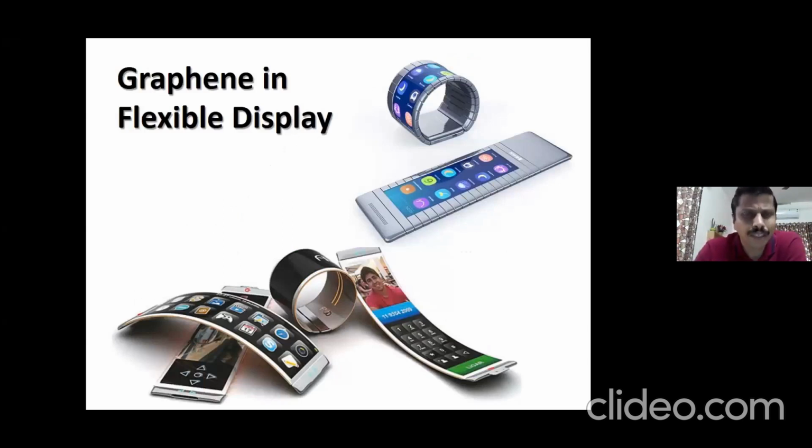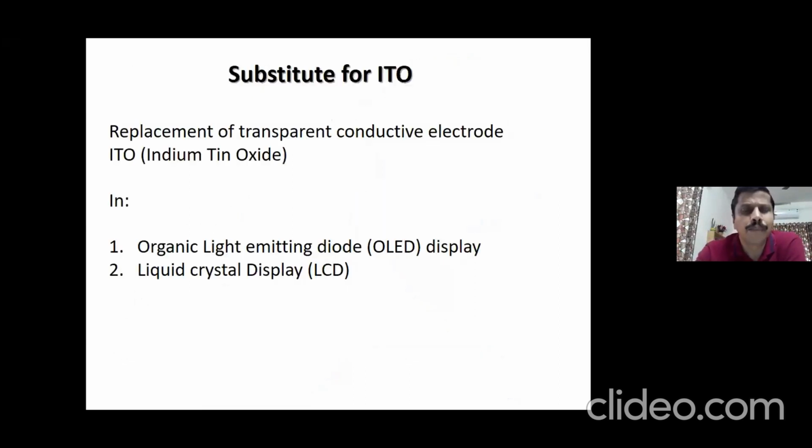One is graphene in flexible displays. What you are seeing is some flexible displays where a mobile phone can be flexed like this, wrapped like this, bent like this, right? So usually the role of graphene is to substitute the currently used transparent conductive electrode, which is nothing but indium tin oxide. Most of your display devices, including mobile phones, laptops, or televisions, use indium tin oxide electrodes, right?